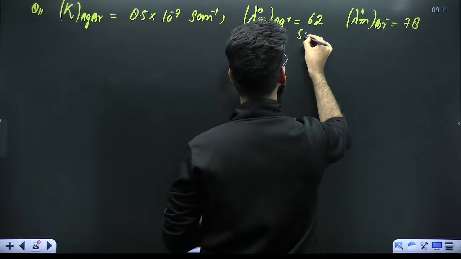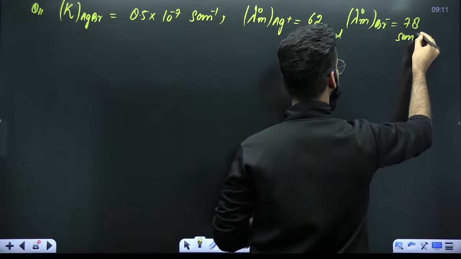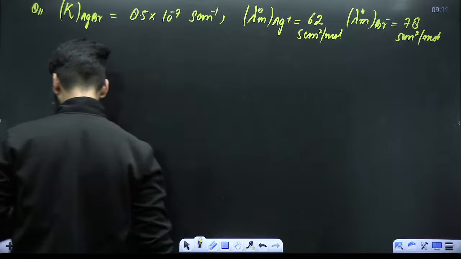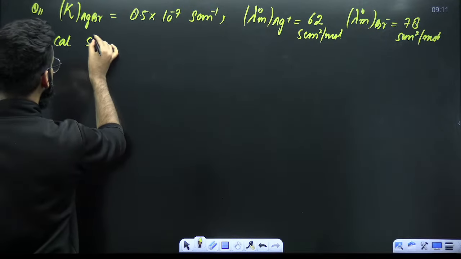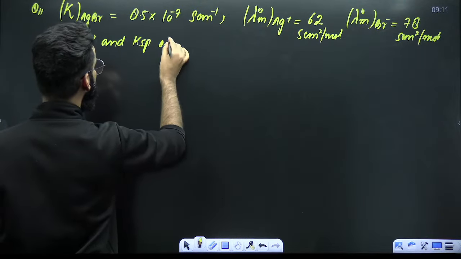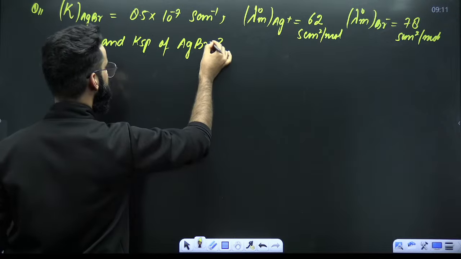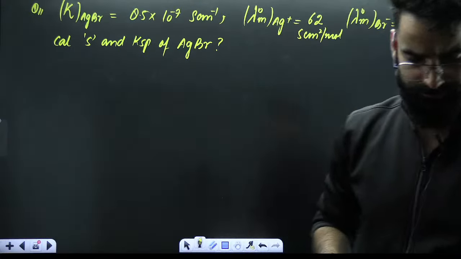And units already you know. This is Siemens centimeter square per mole, and this will be Siemens centimeter square per mole too. What are we supposed to calculate? We are supposed to calculate solubility and solubility product. Calculate solubility and solubility product of what? Of AgBr. Can you give it a try?